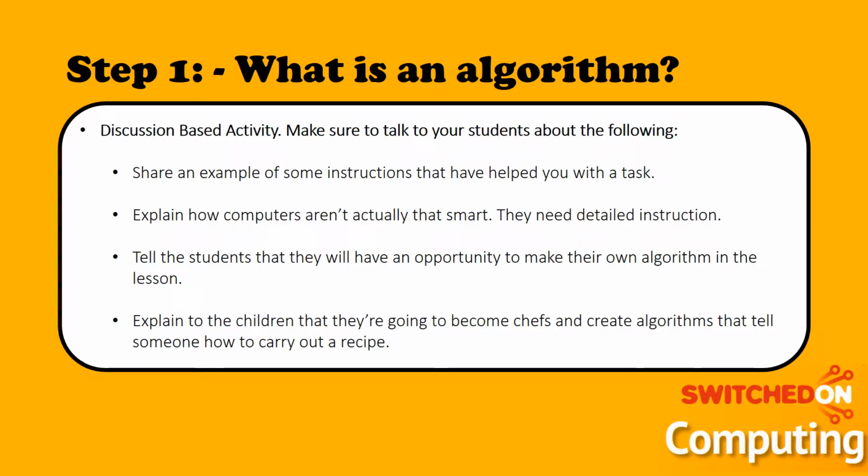And you can explain to your students that computers aren't actually that smart. They only do what we tell them to do. So, for example, if we told a computer to turn off, it would turn off. But if we wanted a computer to do a specific job, we have to give it detailed instructions. So in this lesson, they're going to have the opportunity to make their own algorithm, and you can explain to them that they're going to be chefs and they're going to create their own algorithms to tell someone how to do a particular recipe.